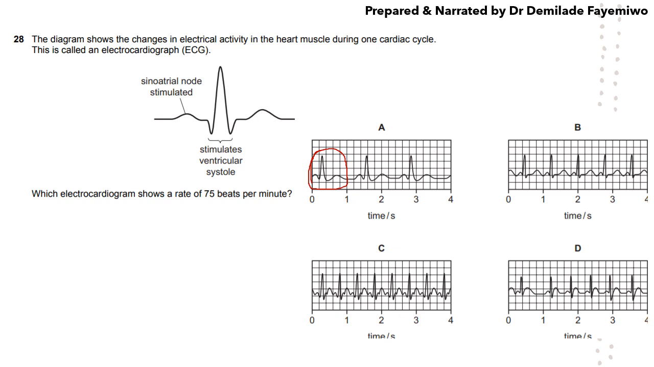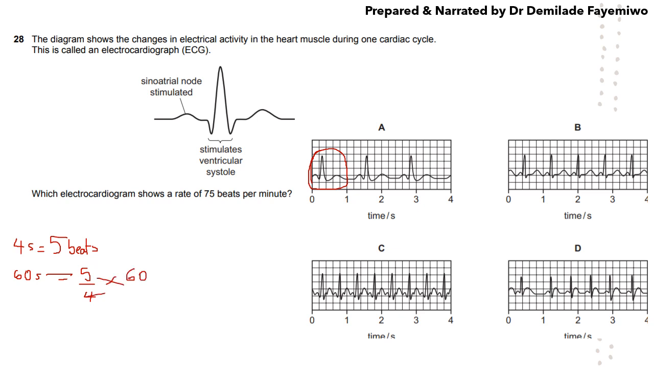Let's look at B. Here we have 1, 2, 3, 4, 5. So we have 5 beats in 4 seconds. So I'm just going to write 4 seconds is equal to 5 beats over here. So that means in 1 second, it's just 5 over 4, more or less. And then in 60 seconds, which makes up 1 minute, you would have 5 divided by 4 times 60.